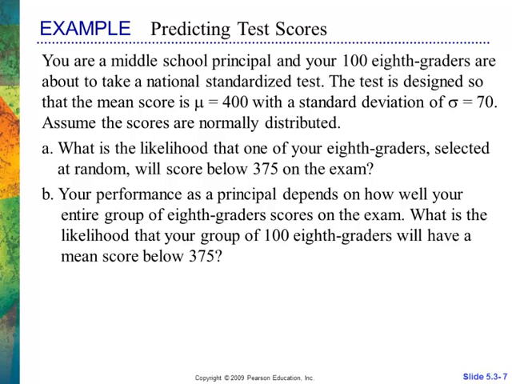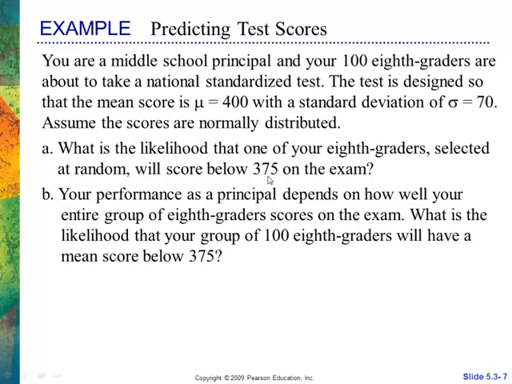So now let's actually use this and see how these things change if we're doing a sample with means or we're just taking an individual. Here they're saying you're a high school principal and you have 100 eighth graders about to take a national standardized test. The test is designed so the mean is 400 with a standard deviation of 70, and the scores are normally distributed. That's important for the first question. What is the likelihood that one of your eighth graders selected will score below a 375?